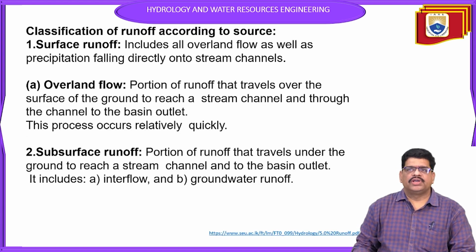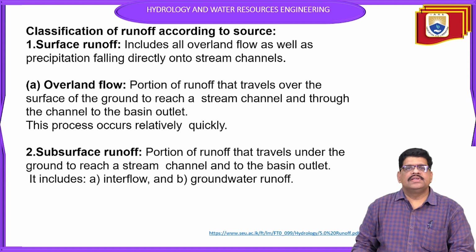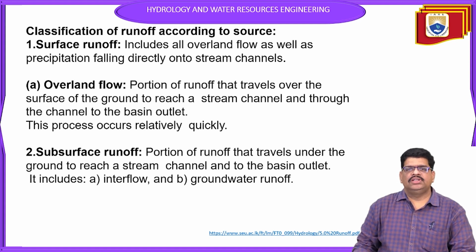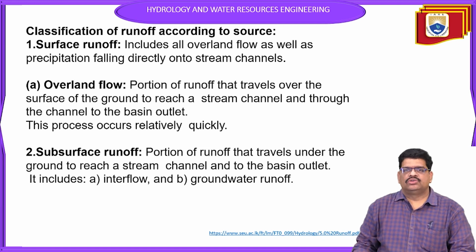Next, classification of runoff according to the source. In this, the classification can be bifurcated. The first one is surface runoff. Surface runoff is defined as the rain precipitation flowing above the ground surface, and it can flow through channels and streams.